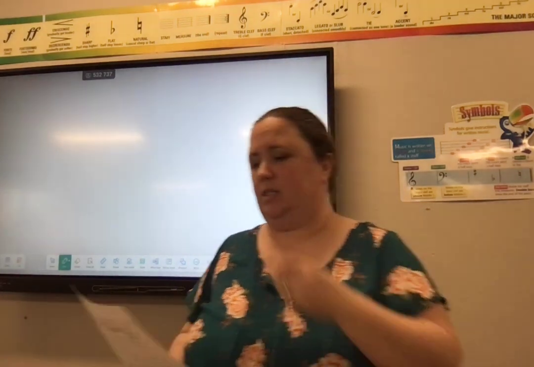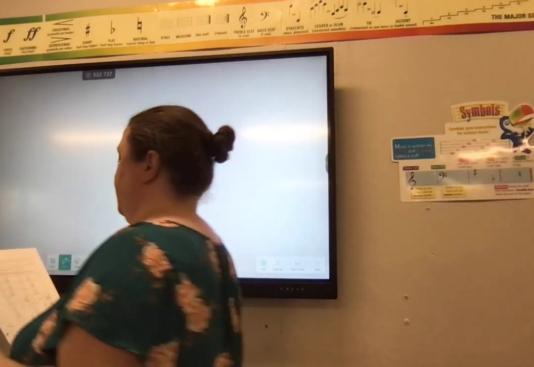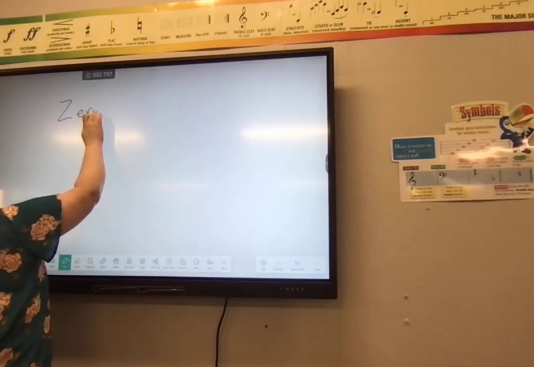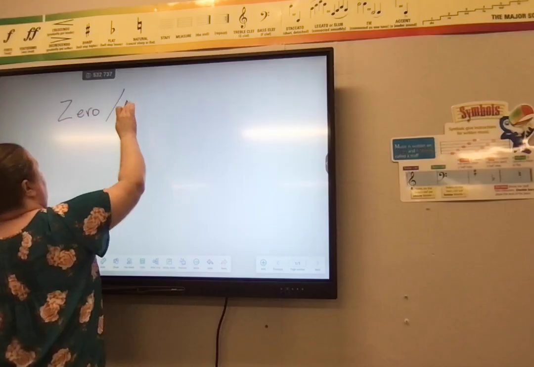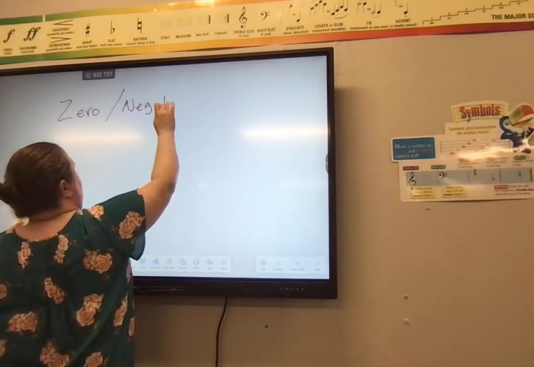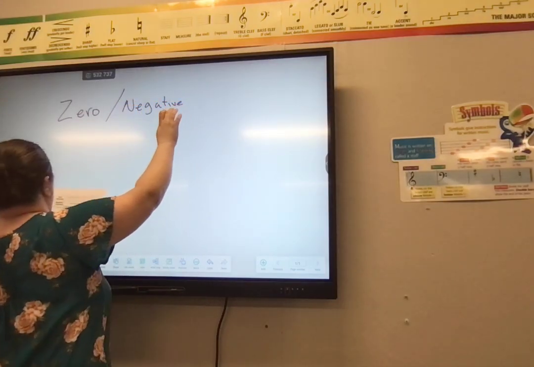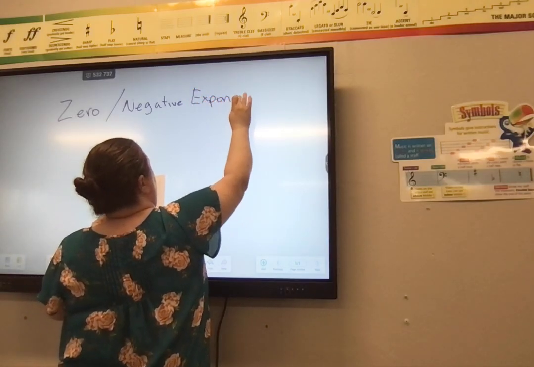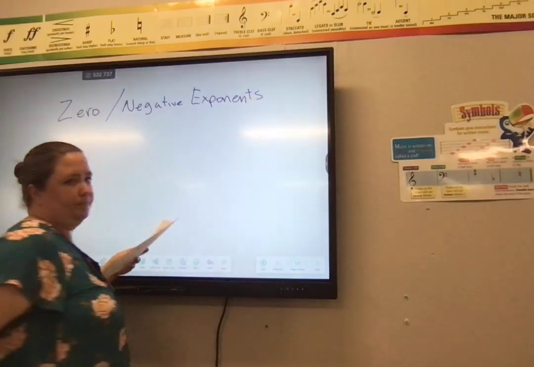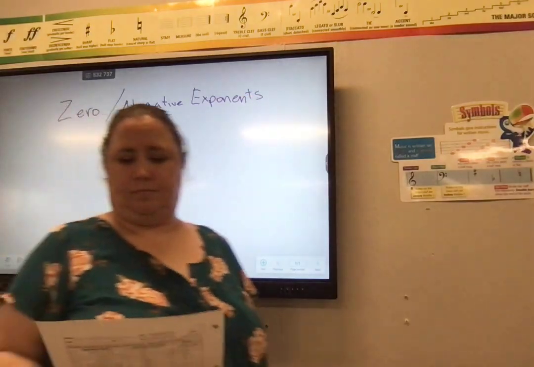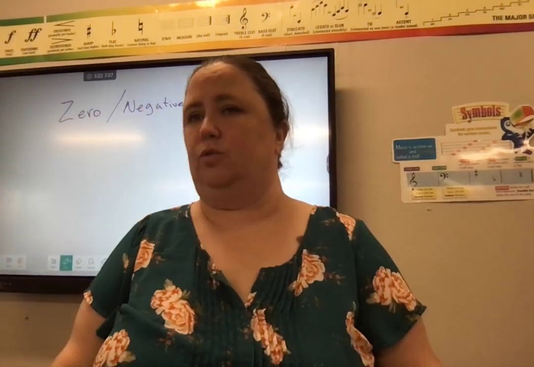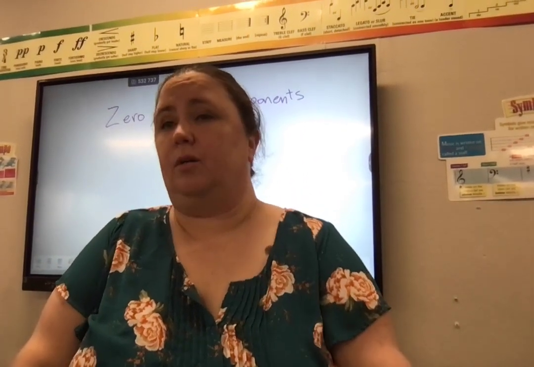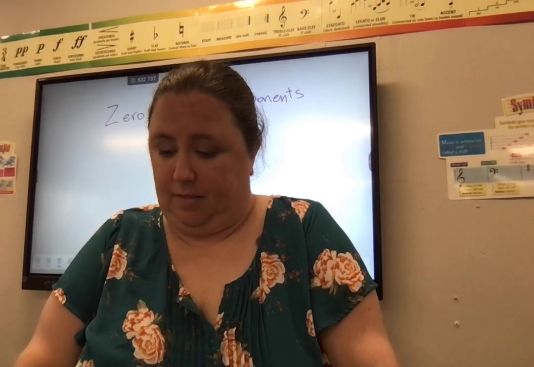All right, so we are going to be talking about zero exponent and negative exponent. So in your journal, put zero or negative exponent. And there is a rule to dealing with zero or negative exponents that you need to always remember when you're doing this math.